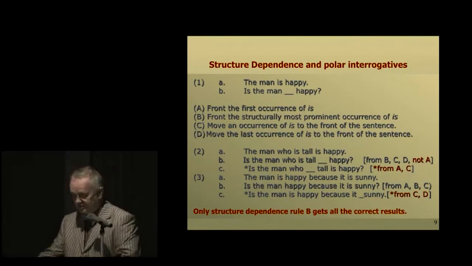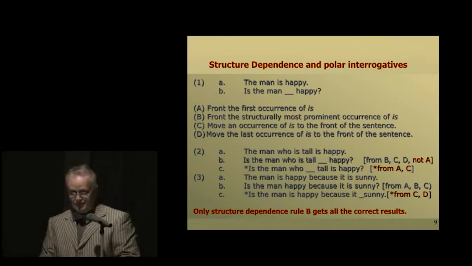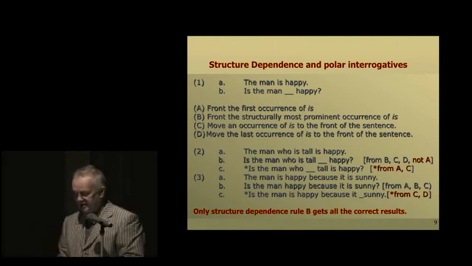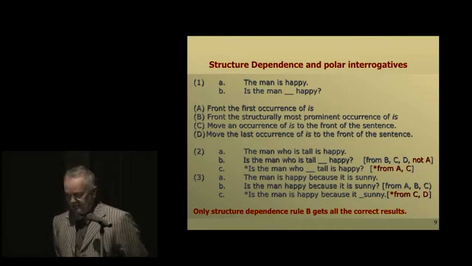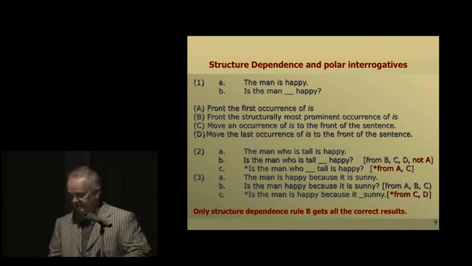And of course, there are other possibilities. Move an occurrence of is to the front of the sentence, any occurrence, or move the last occurrence to the front of the sentence, and so on. And the problem is, if you go through the data with this very simple schema of rules in mind, the only case that really works for even just a few simple sentences like those in 2 and 3 is structure dependence, rule B. It's the only one that gets all the correct results and none of the bad results. I won't go through that because it's quite familiar and easy to see.